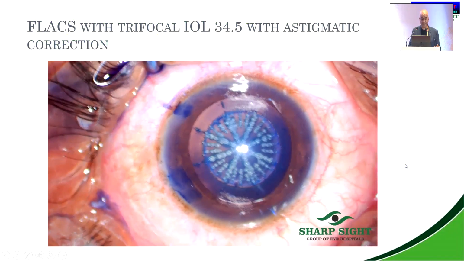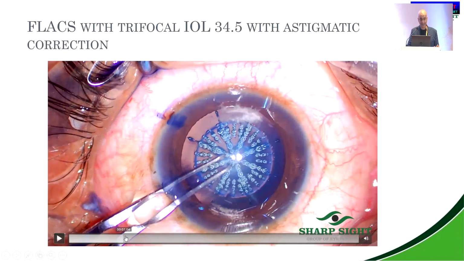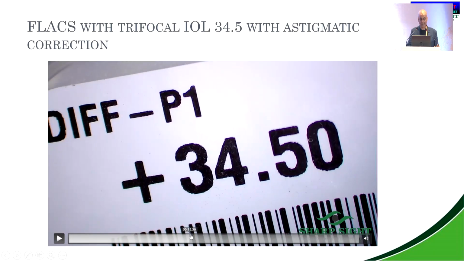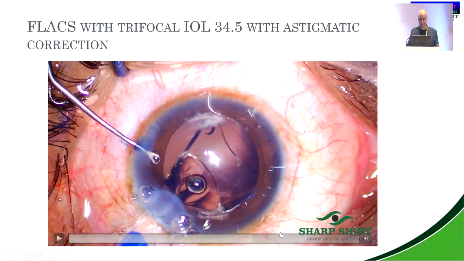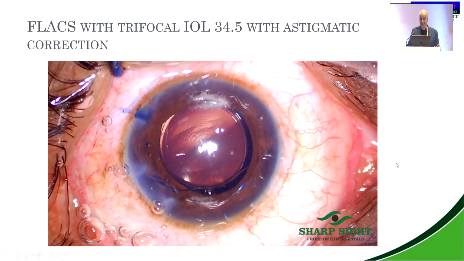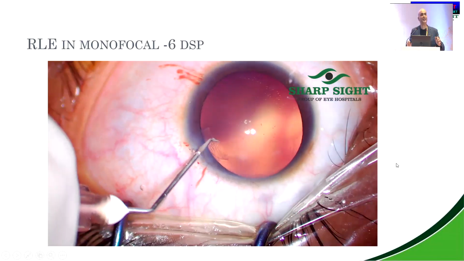Very, very interesting cases. Now, this is an IntelliAxis astigmatic correction, again. This is, again, a clear lens extraction, 34.5 diopters. And there you go. Now, we put a trifocal lens in this. This was a lady who wanted this. Again, -6 diopters. So there are plenty of such cases.